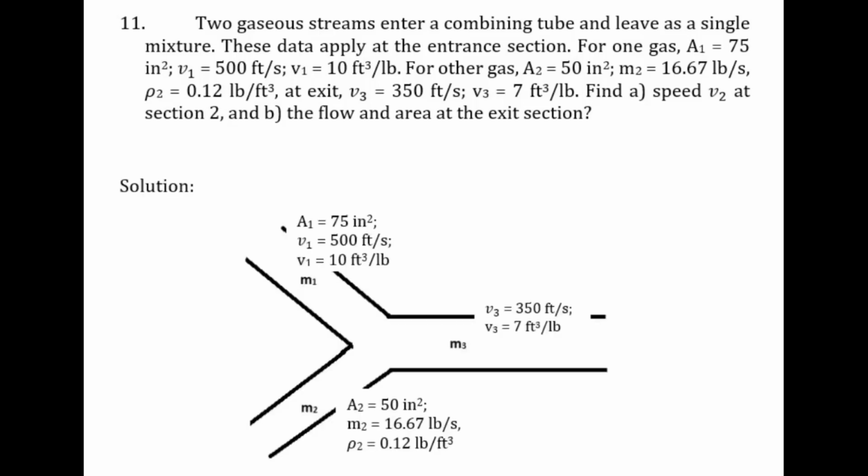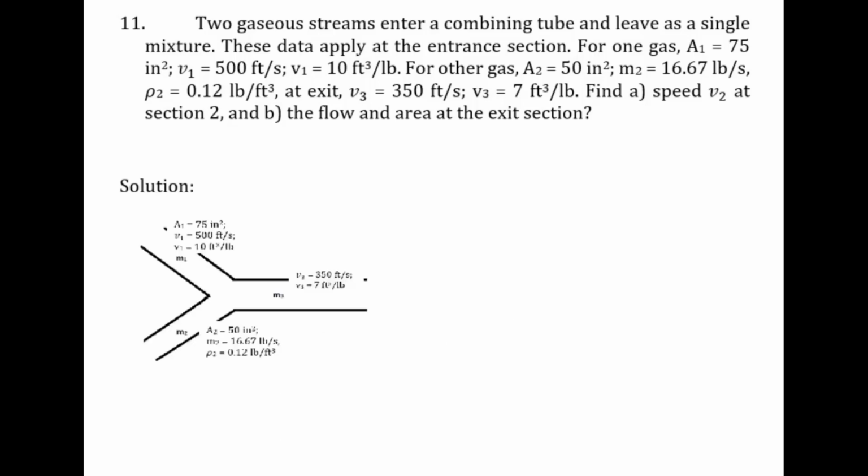To solve this problem, it's much better to make an illustration of the problem and the given data in order to analyze it well. For letter A, to solve the velocity, we used the formula that velocity is equal to the quotient of mass flow rate and the product of area and velocity. Substituting the values, so we have 400 feet per second of velocity at point 2.